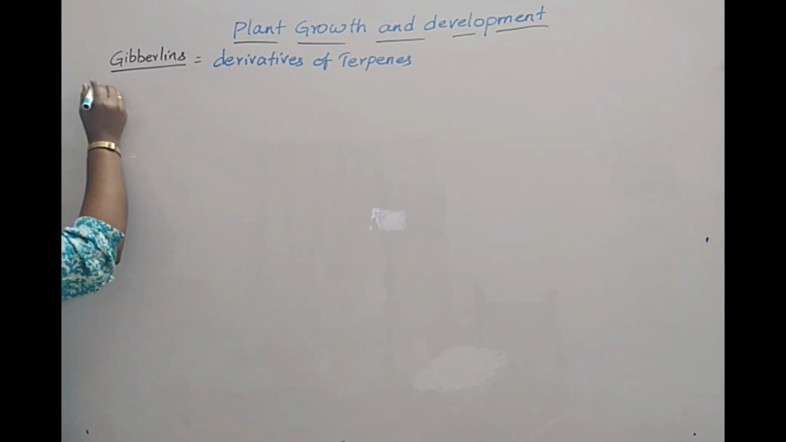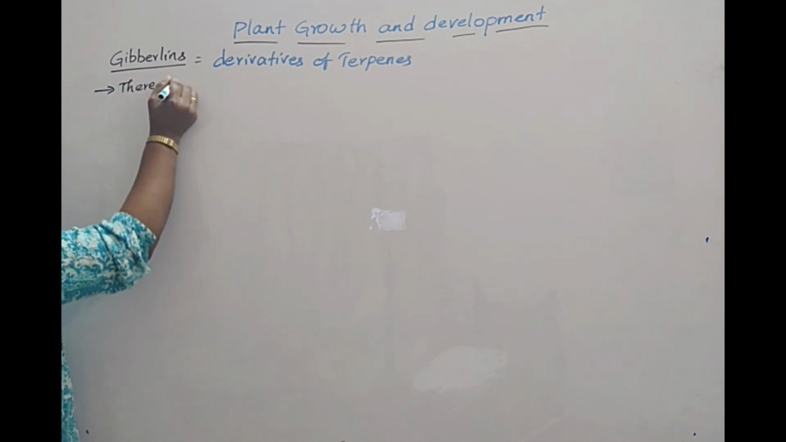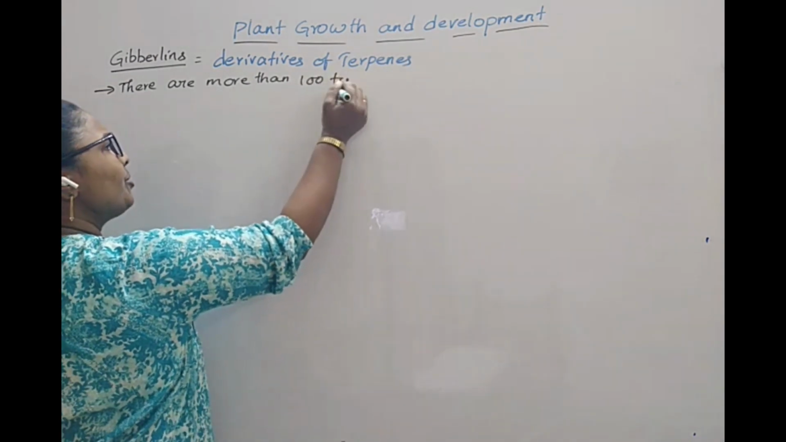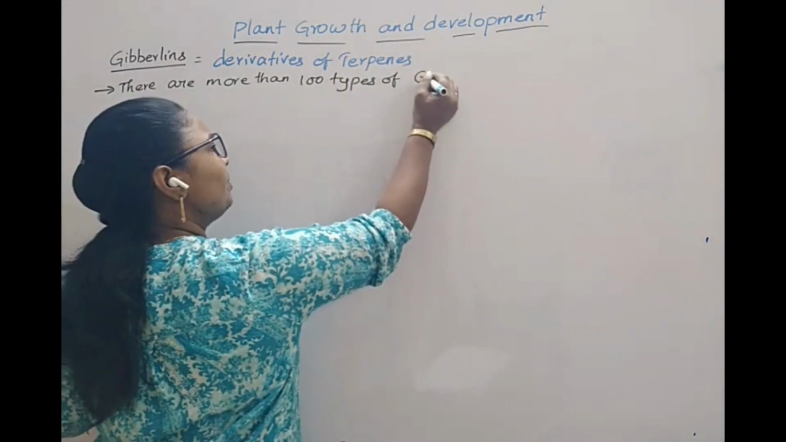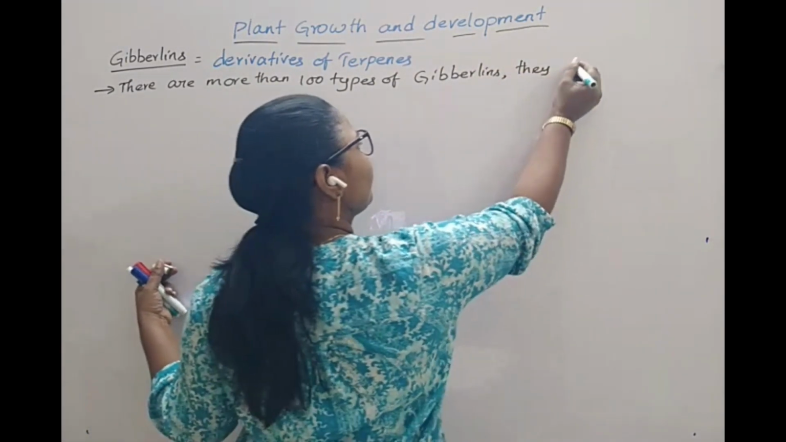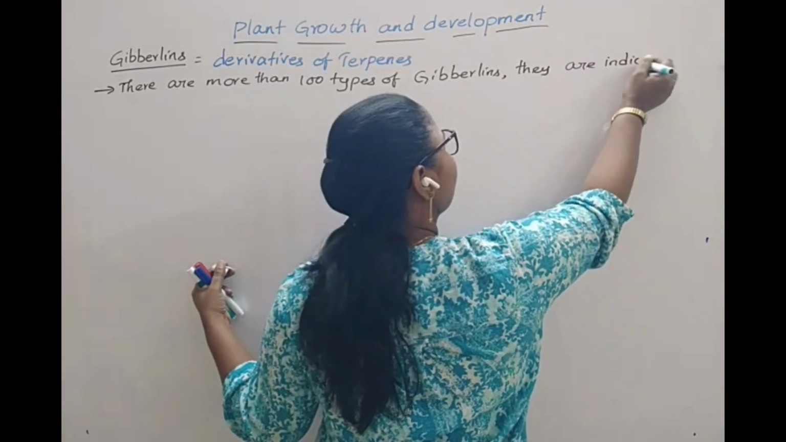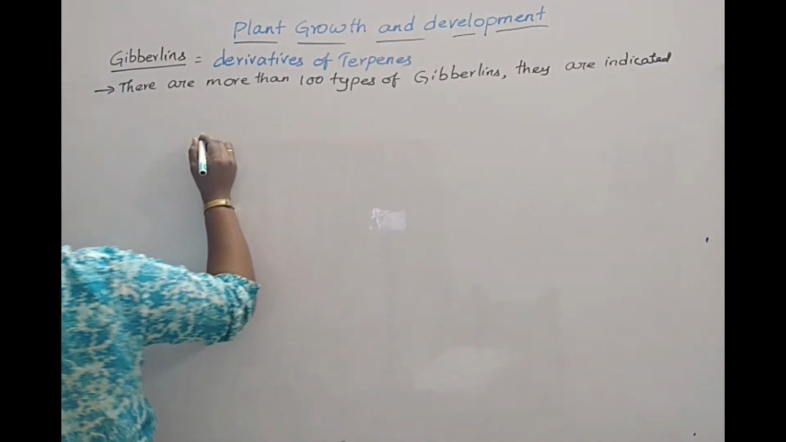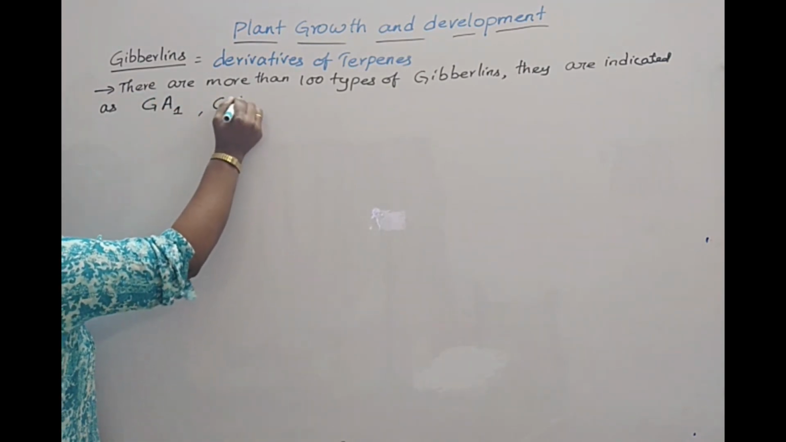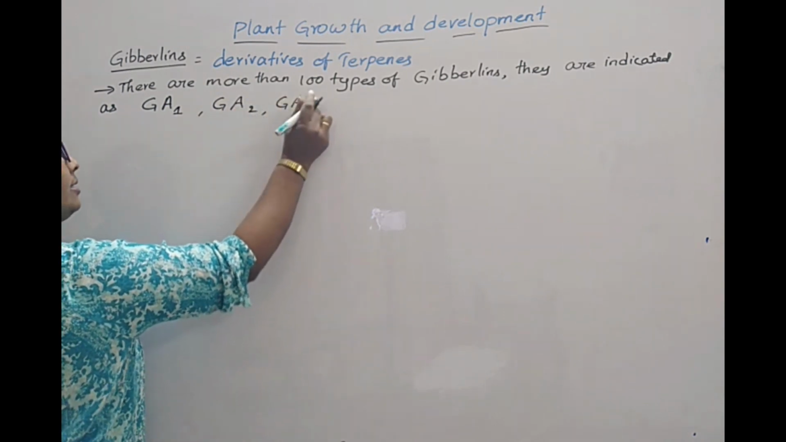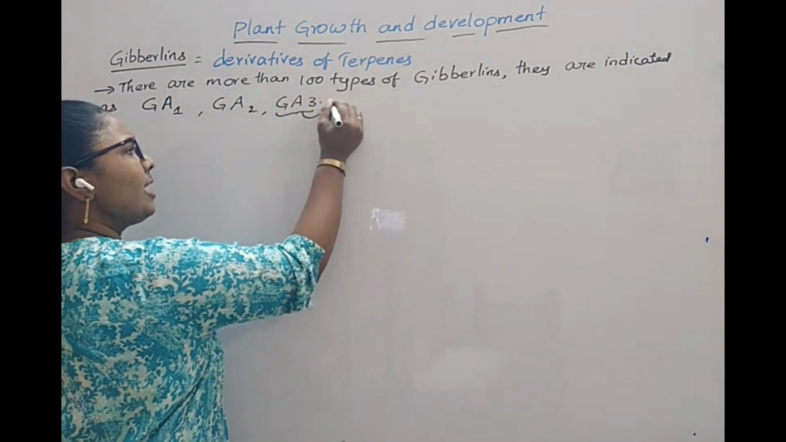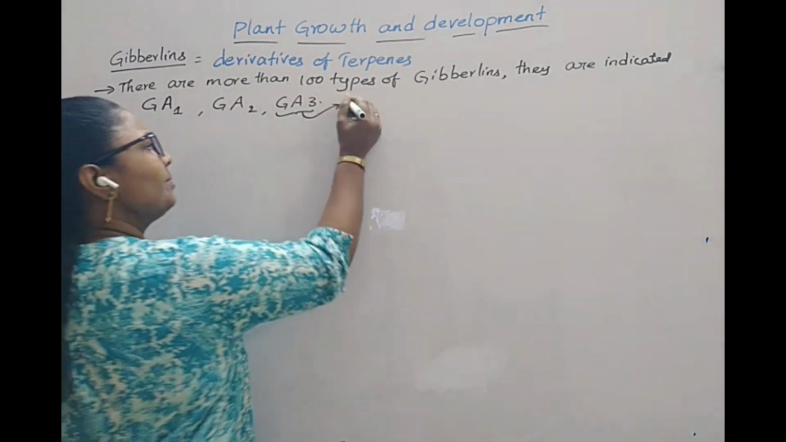So we write, there are more than 100 types of gibberellins. They are indicated as capital alphabets GA1, GA2, GA3. Out of this, GA3 is considered as the first discovered gibberellin.